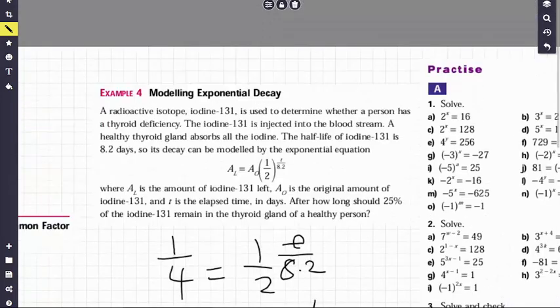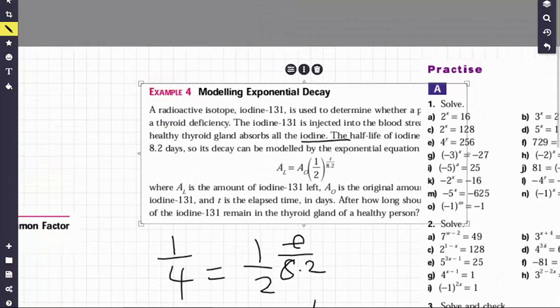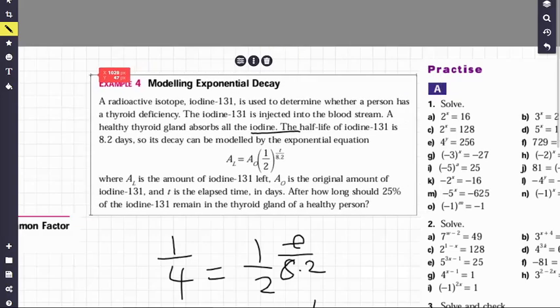Now, this is pretty simple to do. You could have just done it directly. You would be like, oh, look, half-life is 50%. So we have 50% left. 50% is 8.2 days.